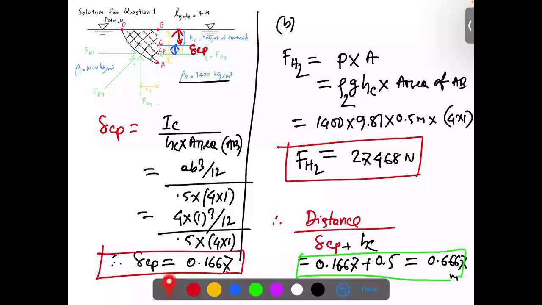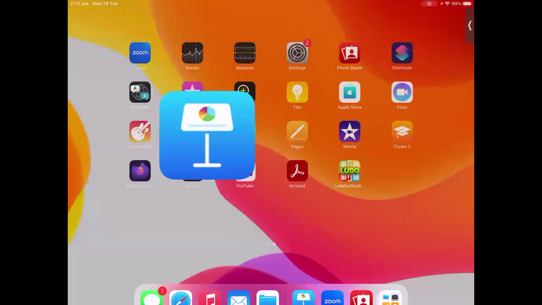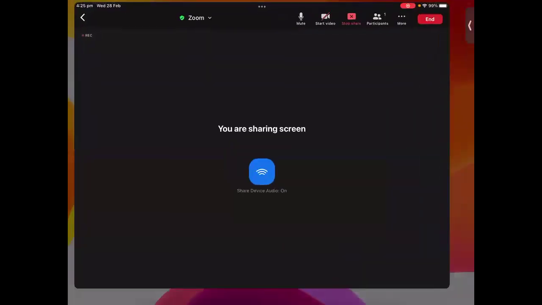So what we have done here for the second problem, we don't need the resultant force. I mean, we don't need the vertical and the horizontal components, but we need only the horizontal force, which is actually acting due to fluid 2. I hope you understand this, and this is the solution for the first problem of this tutorial.